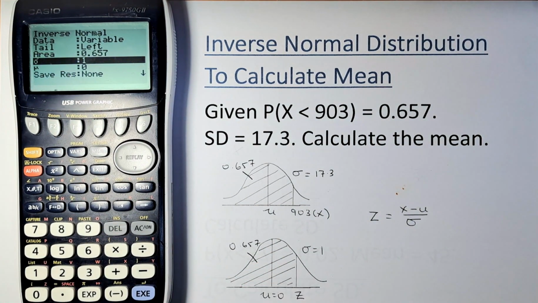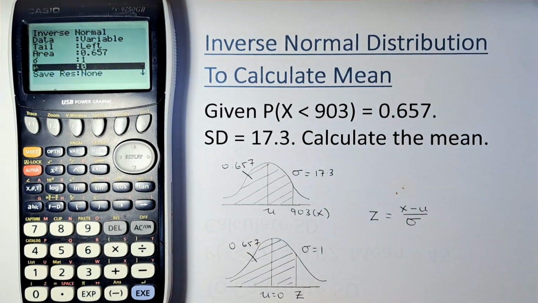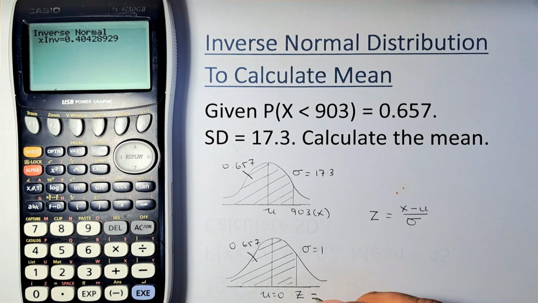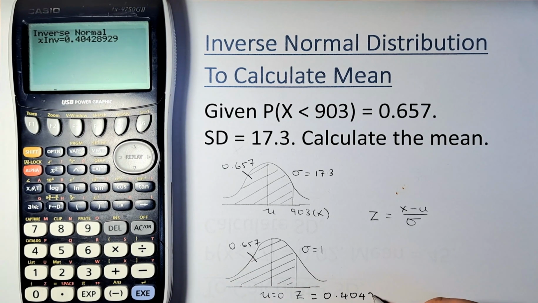The sigma, the standardized, is 1, so it's already given there. We carry on, and the nu, the mean, is 0, and we press the execute button. And last but not least, we press execute, and the answer is going to be z equals 0.40428.